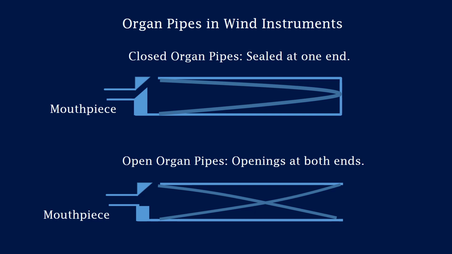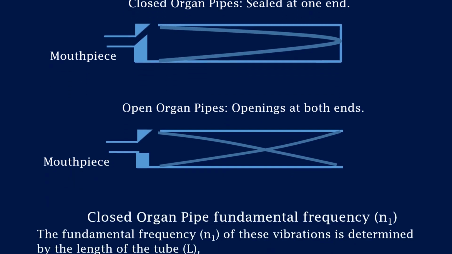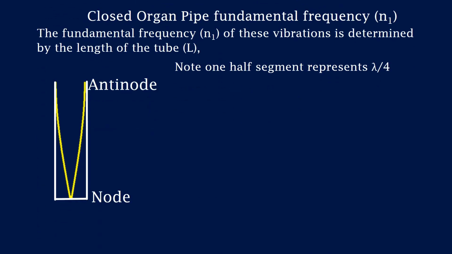Open organ pipe. Contrastingly, in an open organ pipe, with openings at both the ends, the vibrational dynamics create a distinct pattern. When air is blown into the open organ pipe, the air column vibrates in the fundamental mode, forming antinodes at the ends and a node in the middle. Closed organ pipe operation. Fundamental frequency and overtones.